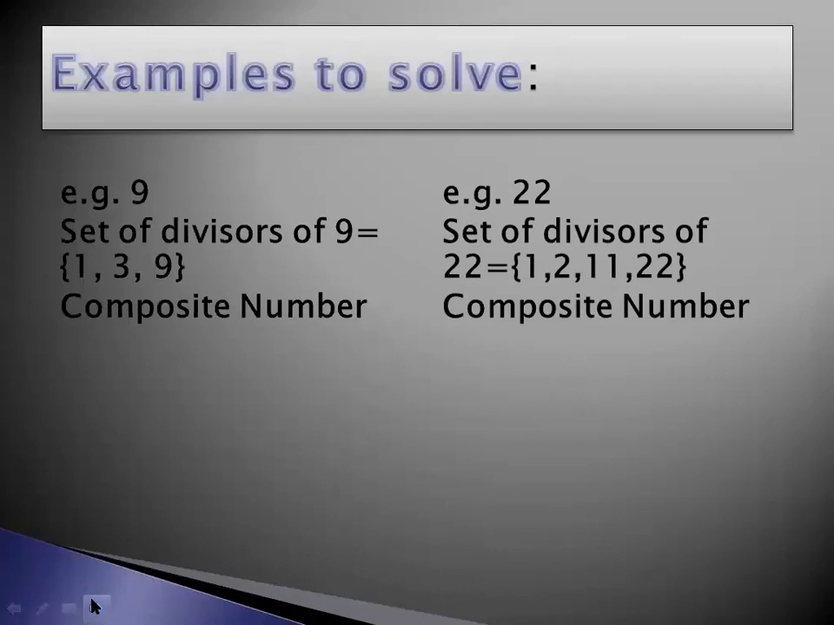Okay, let's check the answer here. The set of divisors of 22 is equal to 1, 2, 11 and 22. So it has more than 2 divisors. That's why it becomes a composite number.